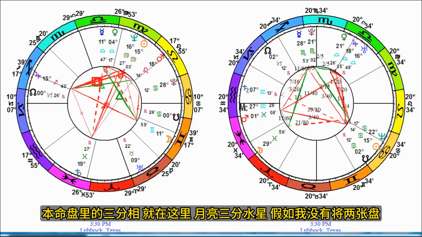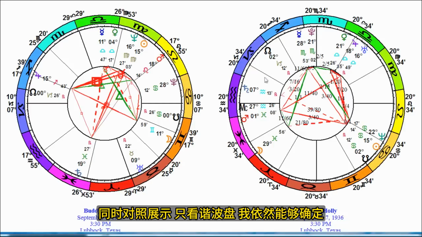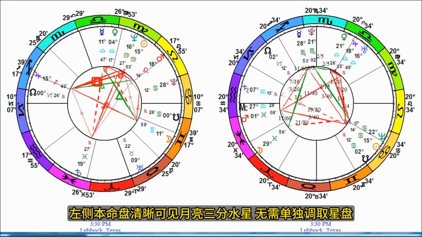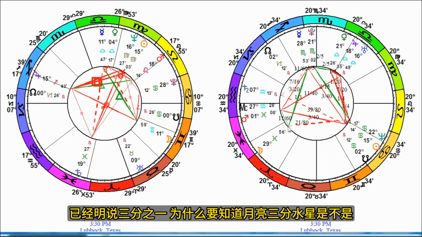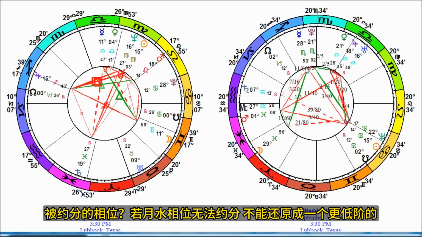So if I didn't have two wheels up here, like I do now, and I was only looking at this wheel, I would know, I do know, that this moon is trine Mercury in the natal chart, which I can see on the left, even if I don't have the natal chart here, right? This natal chart is here. I know because it told me. It tells me right there. It's 1/3.